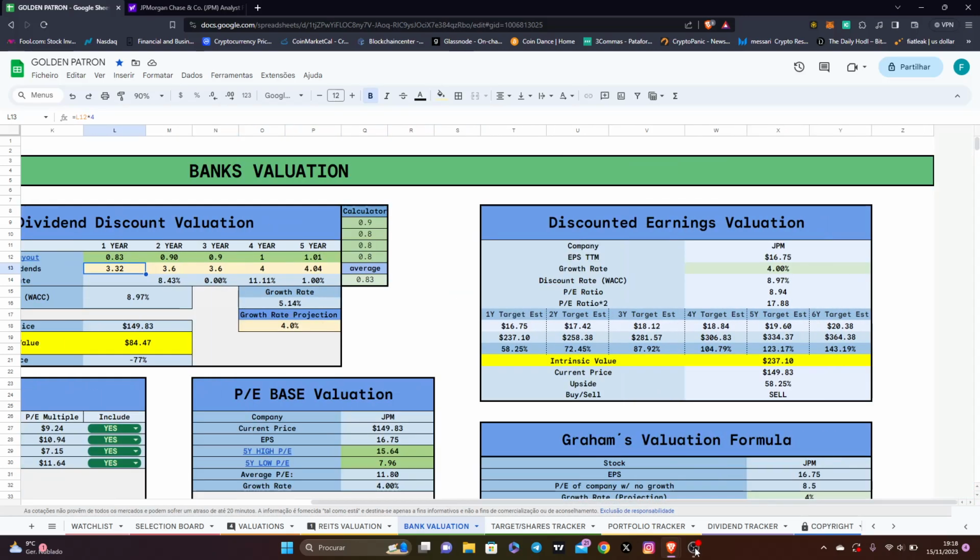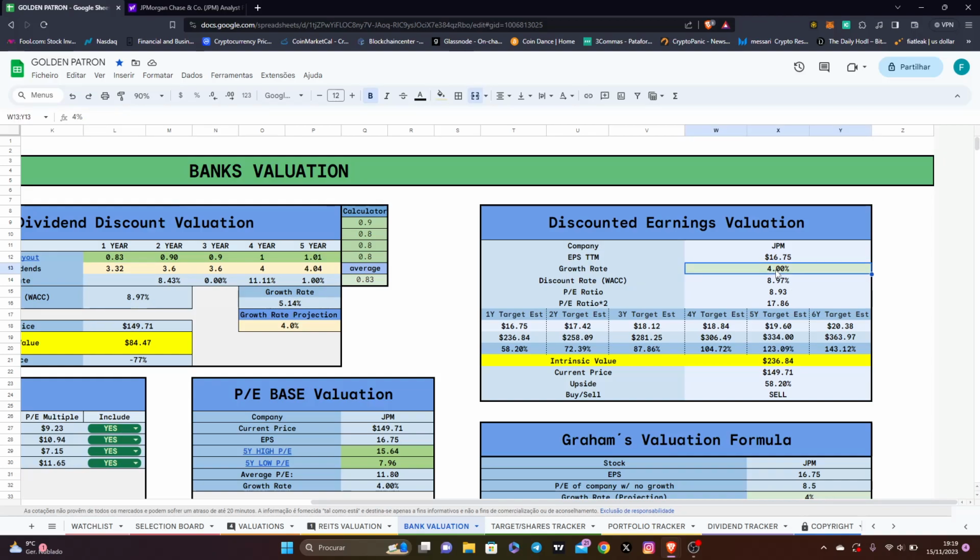So the next one is going to be the discounted earnings valuation. This is going to be according to their earnings, and that's a great way to evaluate a company. It's one of my favorites, and also one of the easiest because all the data that we need to do this automatically fills in. So the only thing that we need to change is the growth rate, and we don't have to because we're going to keep it at 4 actually.